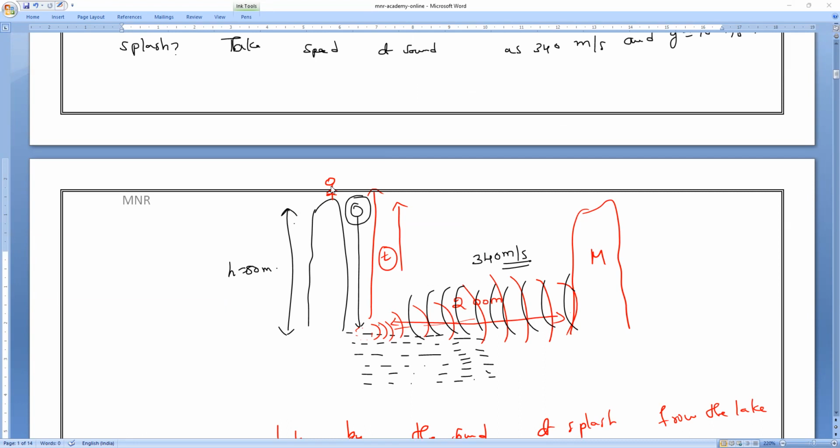Now that splash sound will come back to you, and the same splash sound will travel to the other mountain, and that mountain will reflect it back. So that is the echo. What is the difference between the sounds they are asking? Am I right or wrong, everybody? Nothing else is there. So understanding the question is very important. Is it clear? Yes, sir. So please do it.